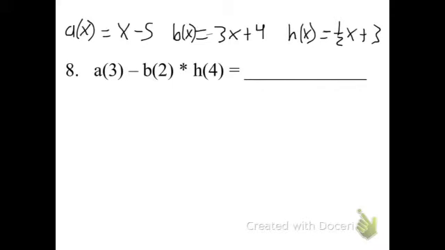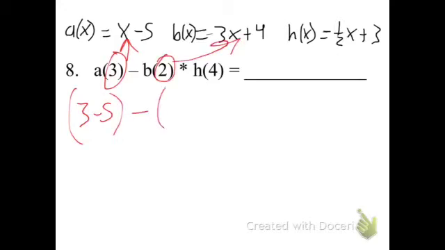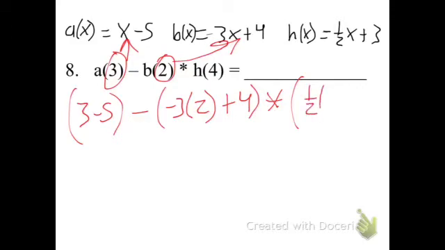Moving on to 8. Notice we got a bunch of different functions, a bunch of different numbers, but we just take it one at a time. 3 goes in for x there. So the a part is going to be 3 minus 5. And then 2 goes in for the x there for b. So we got to do subtract. Make sure you put your function stuff in parentheses so you don't mess up on your signs. There's the b stuff, and then we got to do times 4 going in for h. And so, parenthesis, 1/2 of 4 plus 3.